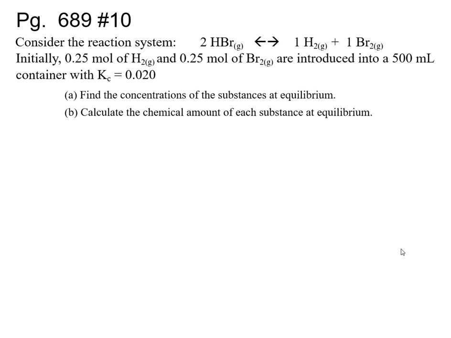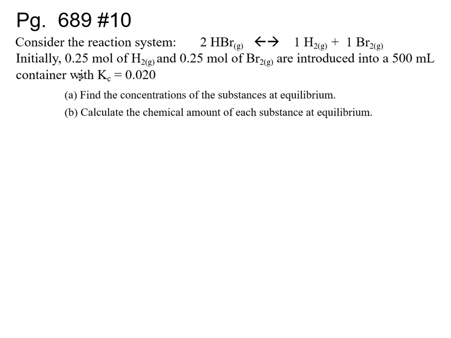Try this one. Okay. So this question is page 689, number 10 in your textbook. So we have to consider the reaction system of 2 hydrogen bromide dissociating into hydrogen gas and bromine gas.